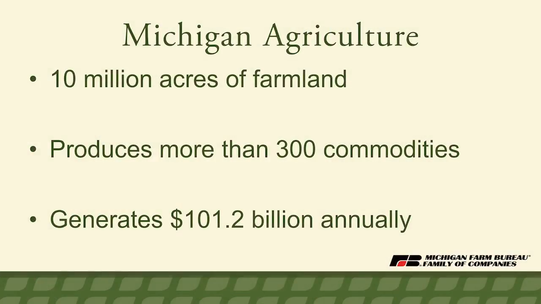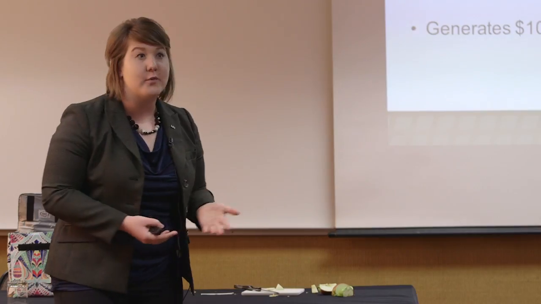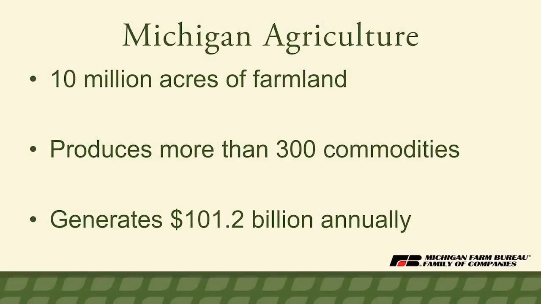Michigan agriculture. 10 million acres of farmland here within our Great Lakes state. We produce more than 300 commodities. We're only the 2nd most diverse agricultural state, the first one being California. The agriculture industry here in Michigan generates $101.2 billion annually. The agriculture industry is on an upswing.